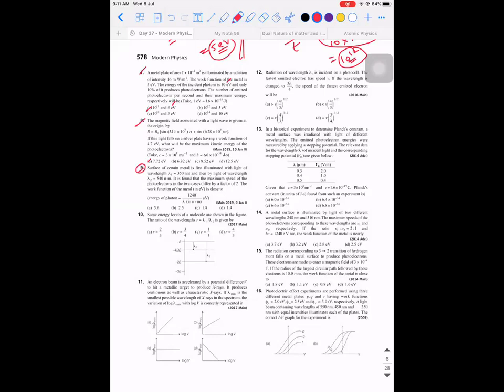9th one. Make it fast now, you have another class. The surface of a certain metal is first illuminated with light of wavelength lambda1 as 350 nanometer, and then by light of wavelength 540 nanometer. It is found that the maximum speed, not kinetic energy, maximum speed of the photoelectrons in the two cases differ by a factor 2. The work function of the metal is close to?